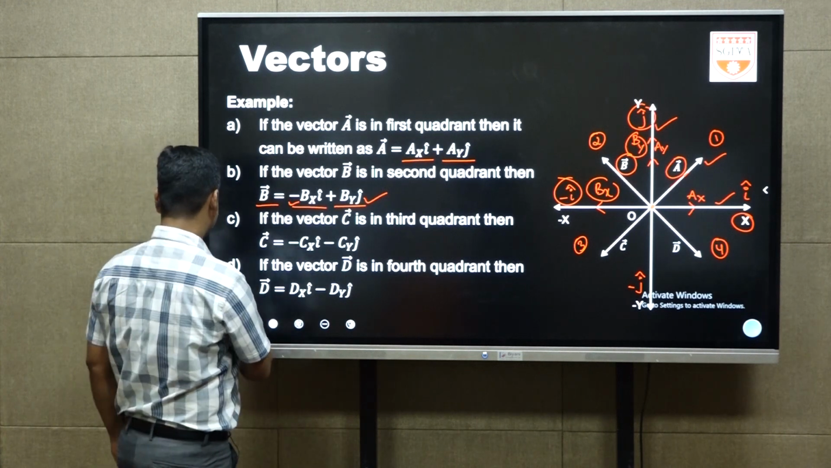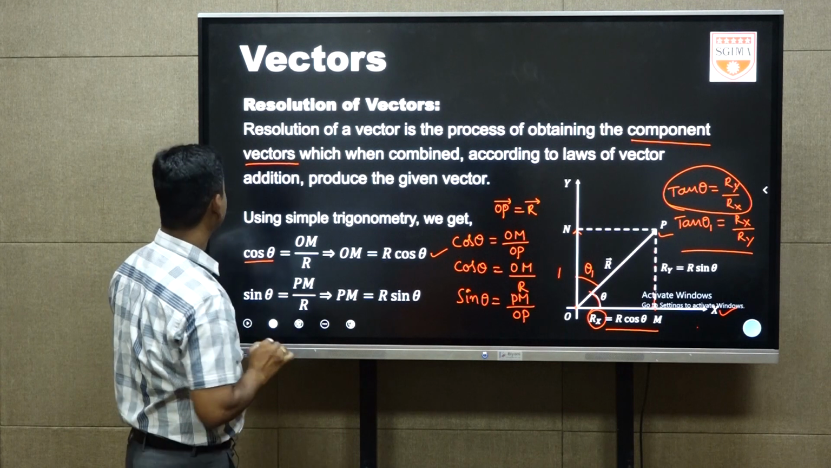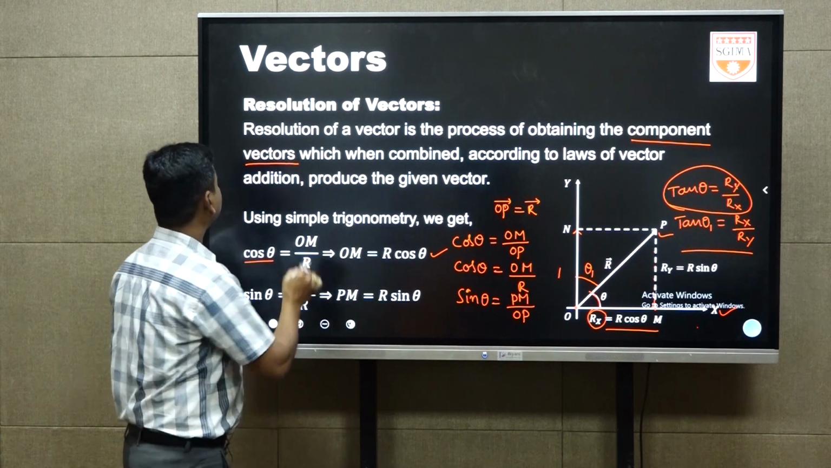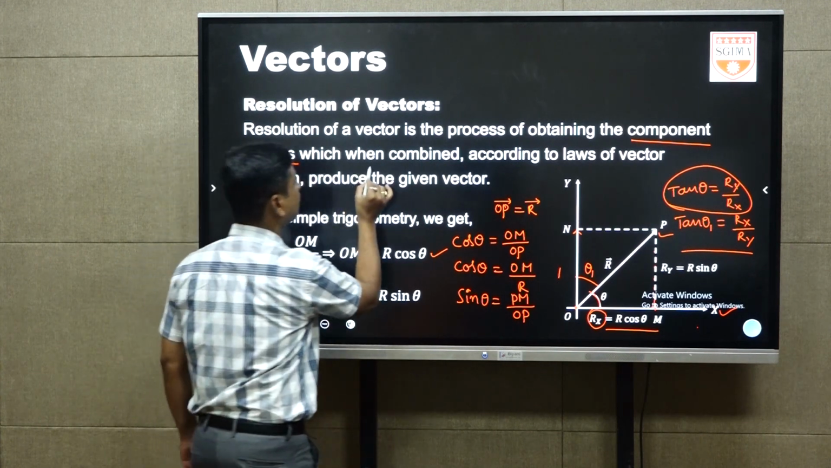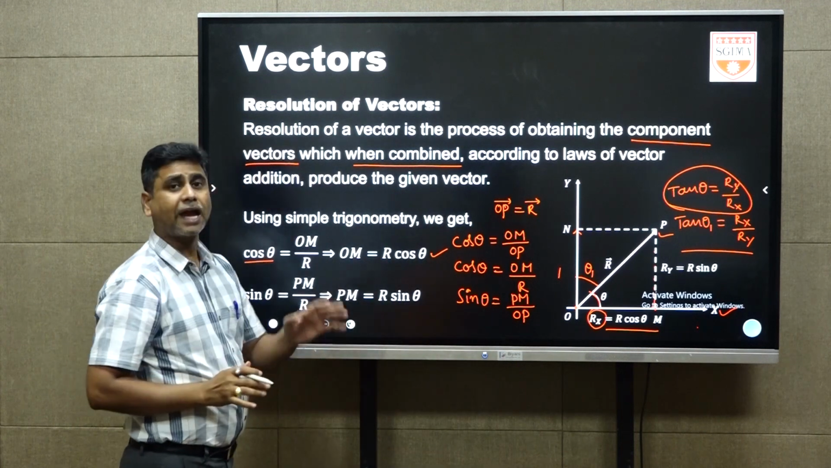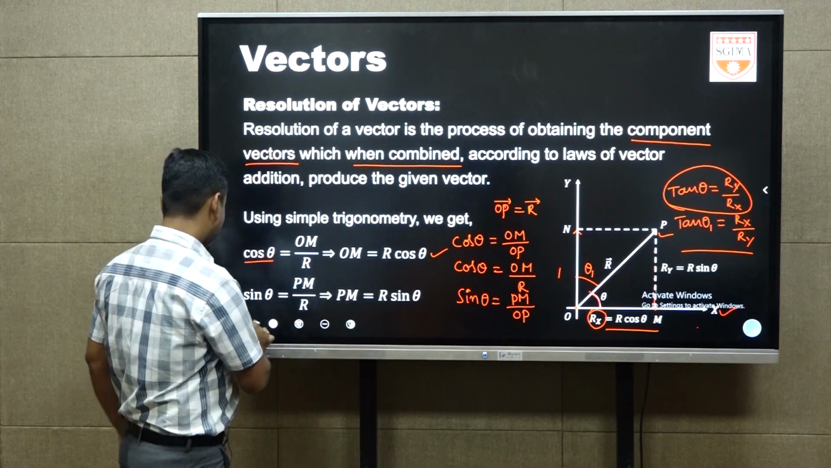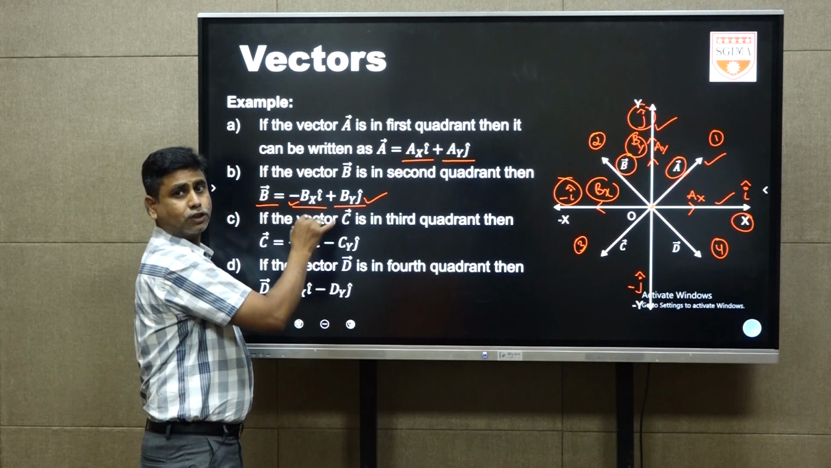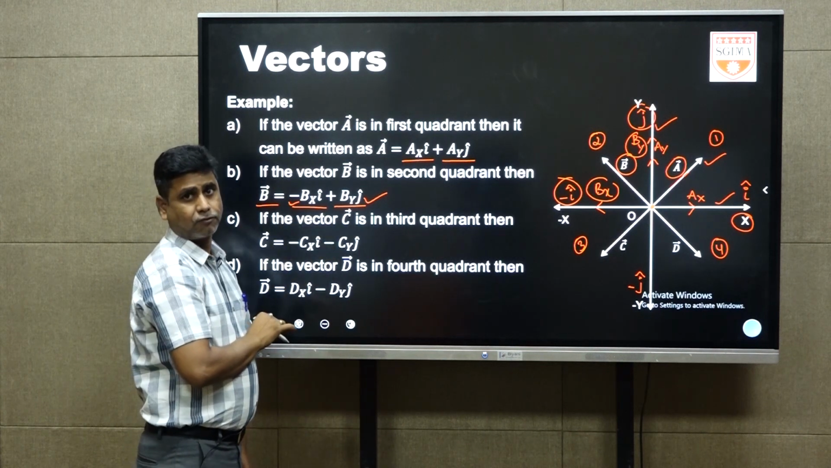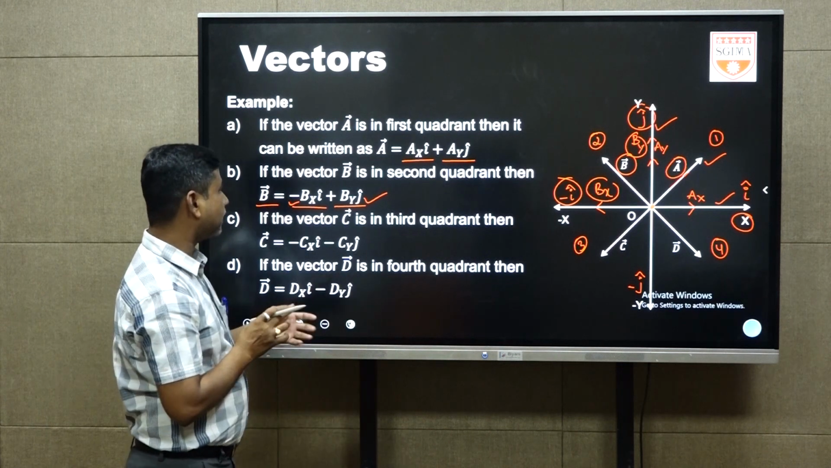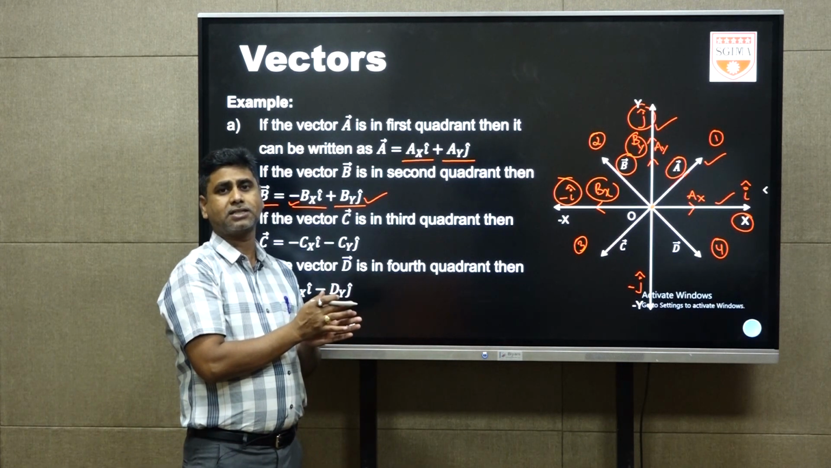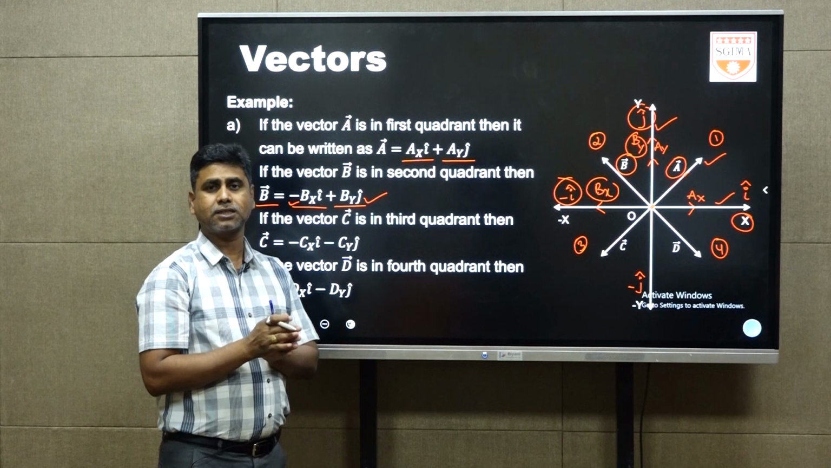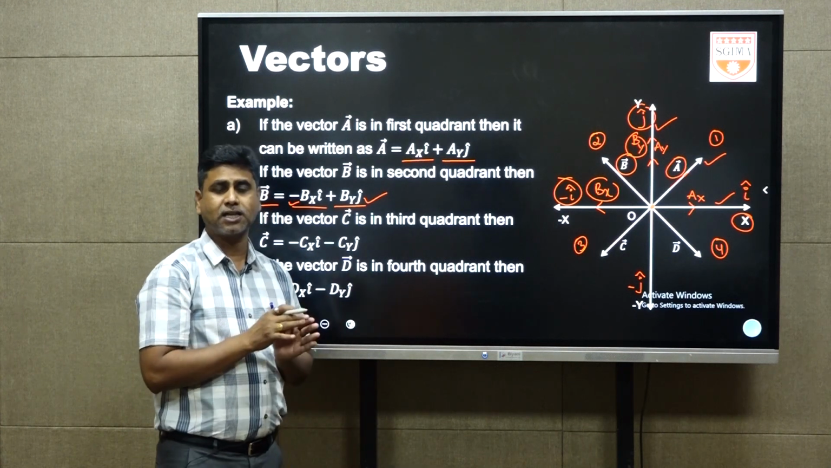That's why in the statement you observe, resolution of vector is the process of obtaining the component vectors which when combined according to laws of vector addition give the vector. Everywhere we are following the laws of vector addition only. It is not addition of ordinary algebra, it is vector algebra. Vector algebra means only i cap magnitudes are added or subtracted, or j cap magnitudes only, or k cap magnitudes only.